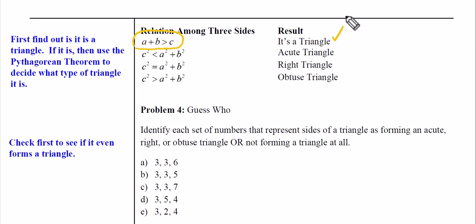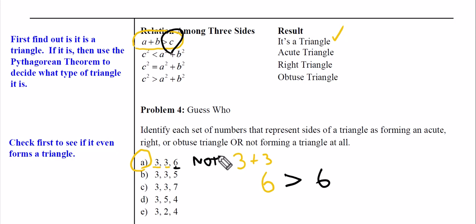So for example, if we look at A, what are the 2 smaller sides? 3 and 3. So what's 3 plus 3? Well, that's 6. Great. Is 6 bigger than the other side? It's equal, but it's not bigger. So because it's not bigger, the answer is no, this is not a triangle. So part A is not a triangle.